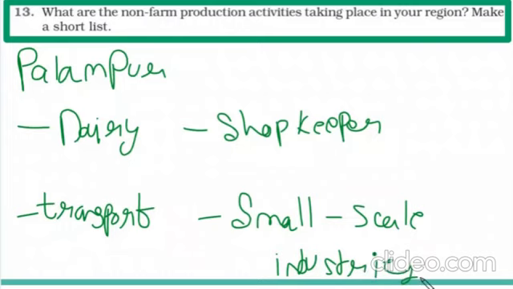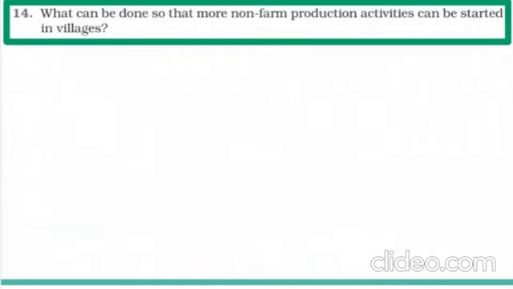Now in your neighborhood, you also have to go and check what the non-farm activities are. You can take at least five non-farm activities and write about them. That's what you have to do. Okay, now the last question is, what can be done so that more non-farm production activities can be started in villages? What can be a solution, how can it be increased in villages? So how will we write our answer over here?